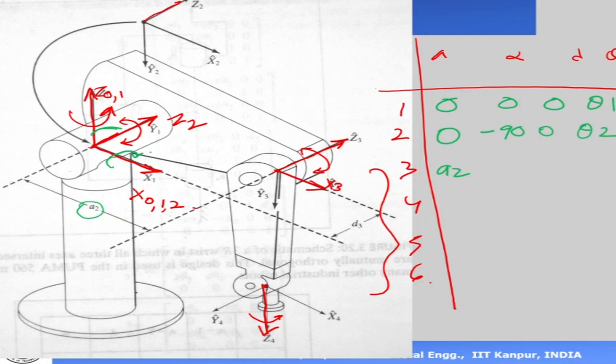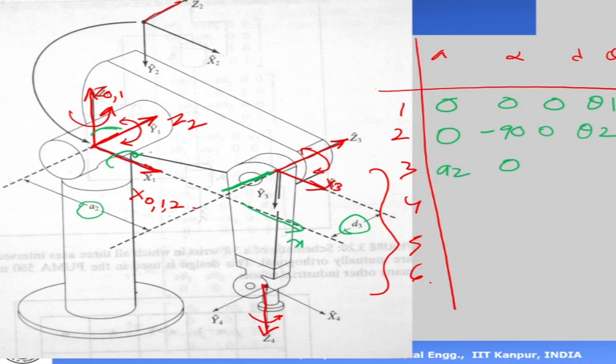Okay, so there's a distance A2 there. Now, what is the angle between Z2 and Z3? There's no angle because they are parallel axes. What about the distance between the x-axes? X3 and X2, there is a distance. So what is the distance between X2 and X3? If you look at that, there is a distance of D3 here. Okay. D3 is the distance between X2 and X3.